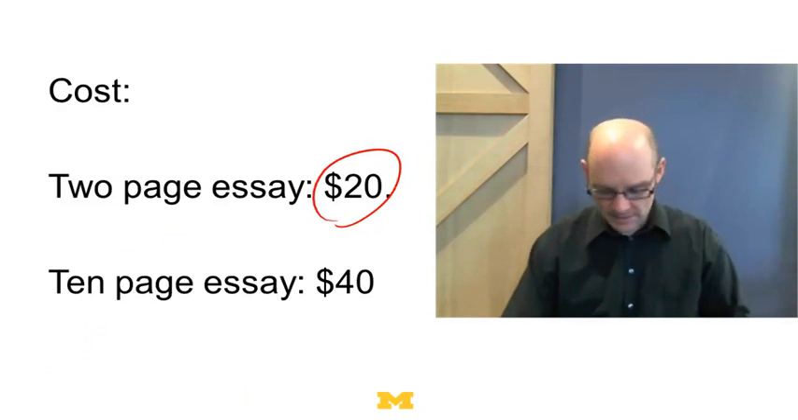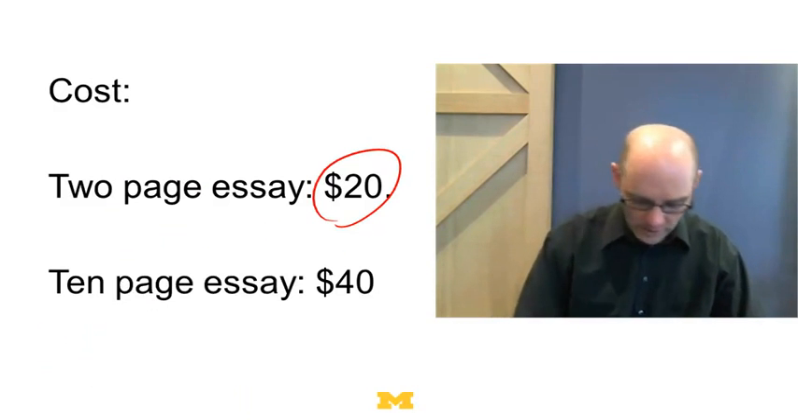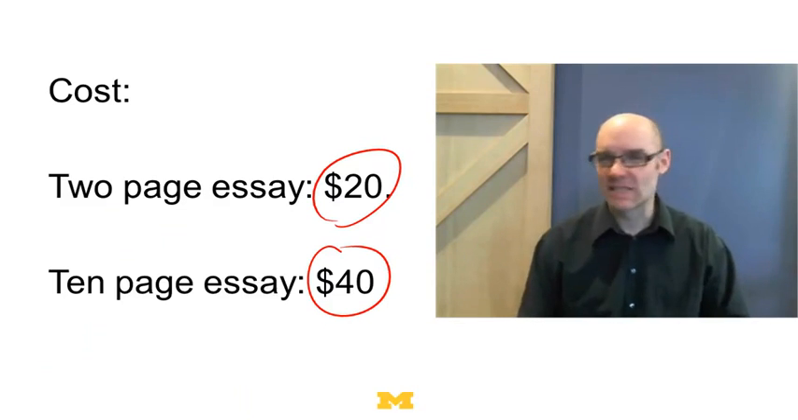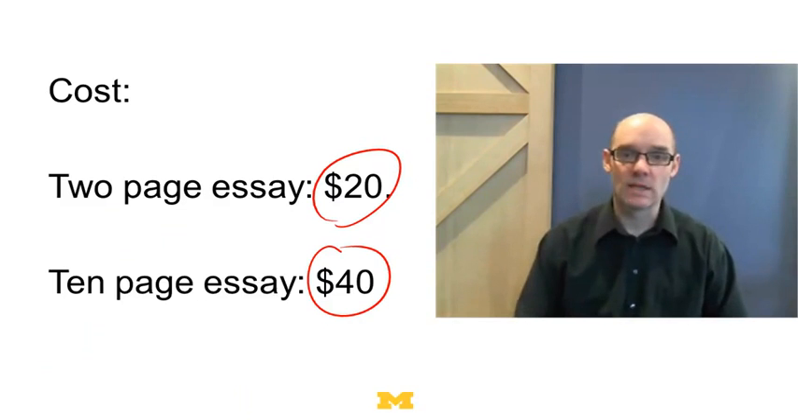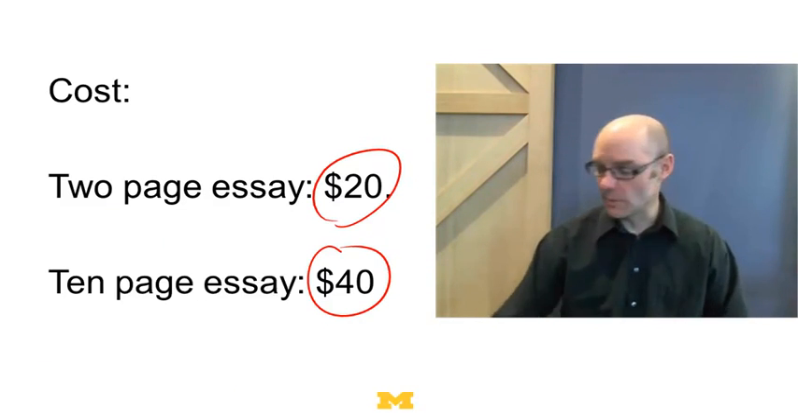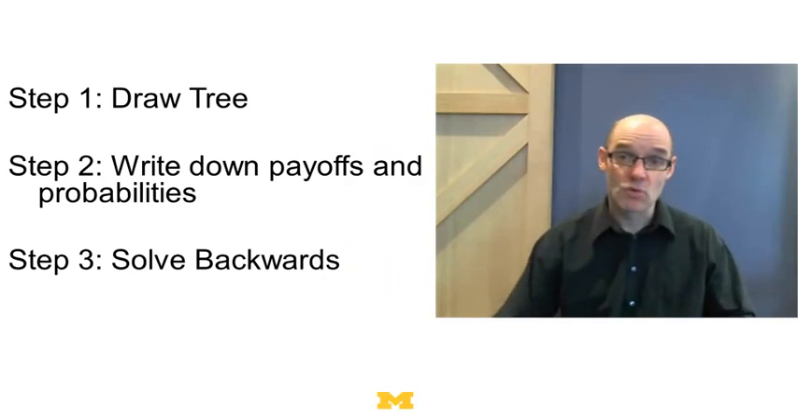Now, what about the 10-page essay? Well, you could say, maybe that's only $40. I've already written the 2-pager, so I've outlined my ideas, and I'd be sort of excited about being a finalist, and it's not that hard to expand on my ideas, so let's just assume $40. So now I've got everything I need. I've got my benefits and my costs and all my probabilities, so I just have to draw the tree, right?